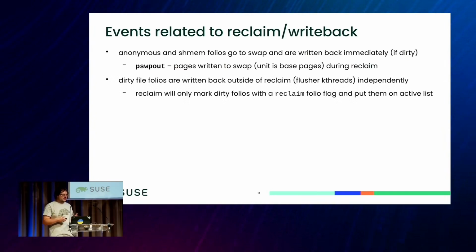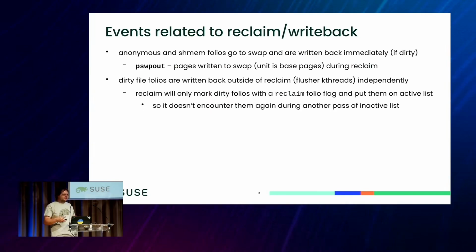If it's file backed, I think we currently don't do write back of dirty file folios from reclaim anymore. That's done independently with some flusher threads, but reclaim might still encounter a folio that is dirty, and now it cannot reclaim it because it would have to be written back first. So what it does, it only marks it with a reclaim flag and puts it on the active list.